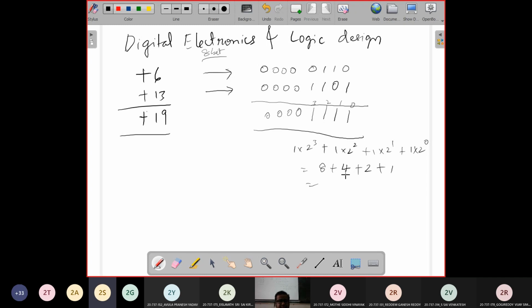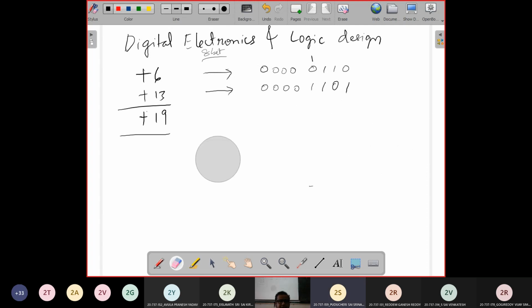You have to take that carry, sir. 1 plus 1 is 1, 0 with a carry. You are correct. So here it will be 0 and here it will be 1 more, so 1 into 2 power 4 will come into the picture. Am I correct, guys? I made a mistake. Let me do it once again.